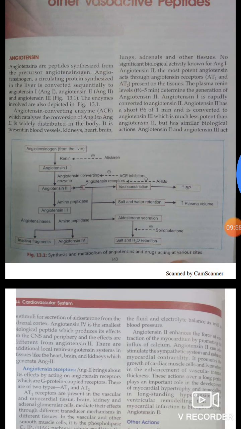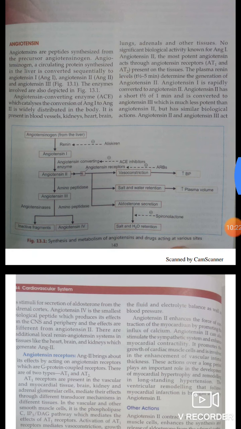And this angiotensin 1 is converted into angiotensin 2 with the help of ACE, that is angiotensin converting enzyme, right? So again there is a second class which is used in hypertension. It is called ACE inhibitors, which act on this step, right? It directly inhibits angiotensin converting enzyme. So there is no further step for synthesis of angiotensin.